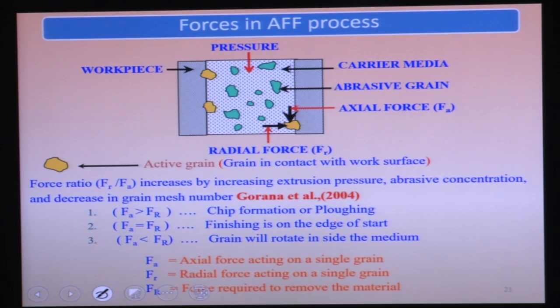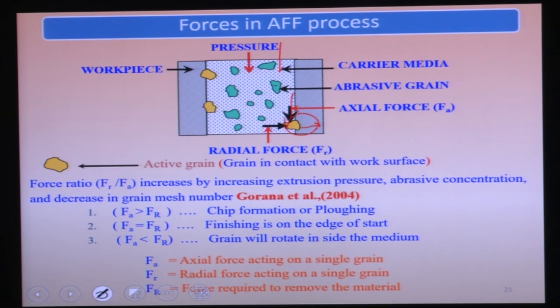So what are the different forces in the abrasive flow finishing process? You can see that this media is flowing through this cylinder. Okay. So these are the abrasive particles. These abrasive particles are indented into the workpiece surface, and because of this axial force these indented abrasive particles are removing the surface undulations from the workpiece surface. Okay. So there are two forces. One is the radial force. This is the radial force Fr, small r.